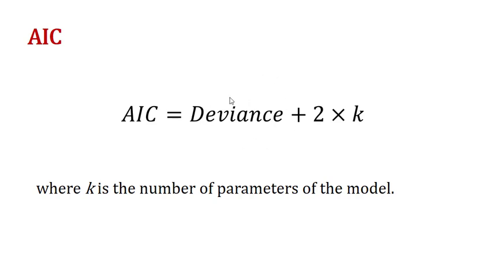So what you want to have is a low deviance. That is, the lower the deviance, the better the prediction of the model. And you want to have the least number of parameters in the model, because if you have too many parameters, it will increase the AIC, and we want a low AIC. So the lower the AIC, the better the model.